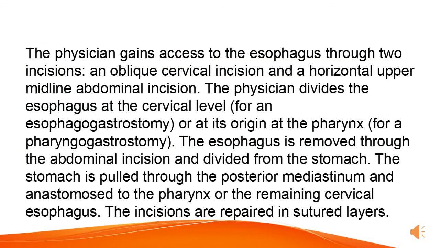The physician gains access to the esophagus through two incisions, an oblique cervical incision and a horizontal upper midline abdominal incision. The physician divides the esophagus at the cervical level, for an esophagogastrostomy, or at its origin at the pharynx, for a pharyngogastrostomy. The esophagus is removed through the abdominal incision and divided from the stomach. The stomach is pulled through the posterior mediastinum and anastomosed to the pharynx or the remaining cervical esophagus. The incisions are repaired in sutured layers.